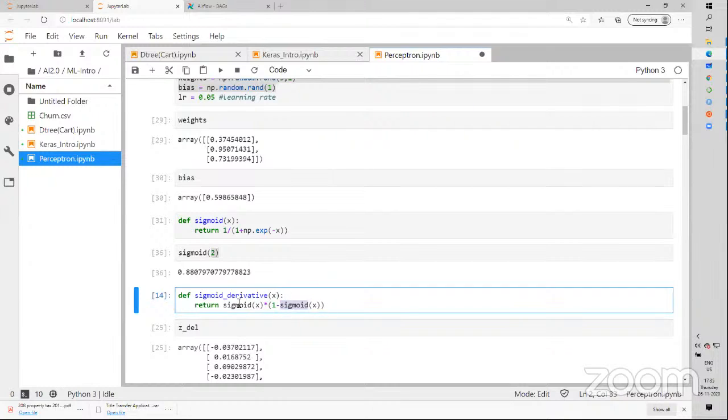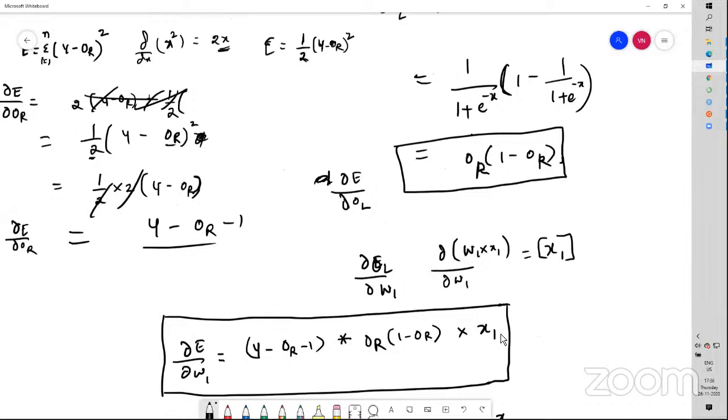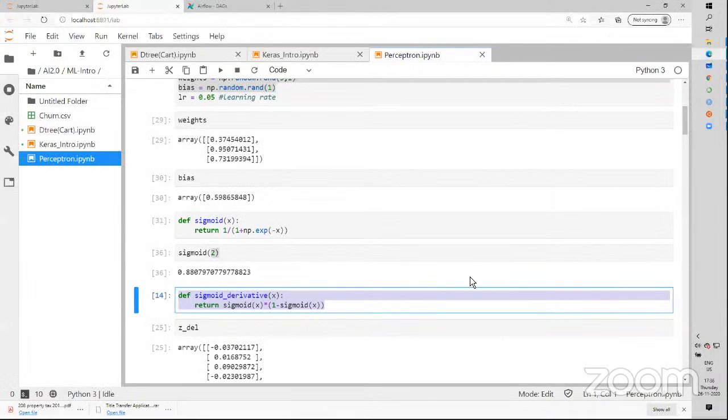This is going to be useful whenever we compute the derivative of the second component. The first component is easy: y minus OR. You know what OR is. The second component is OR into 1 minus OR. And the third component is x1 itself. So when we compute this partial derivative, we just use y minus OR into OR into 1 minus OR into x1. That is the gradient with respect to W1. That is why we are defining this function.